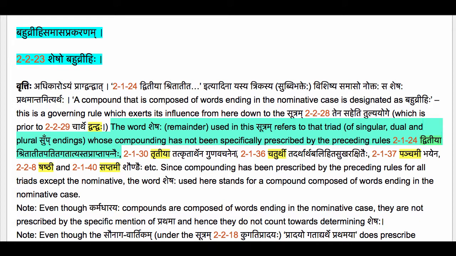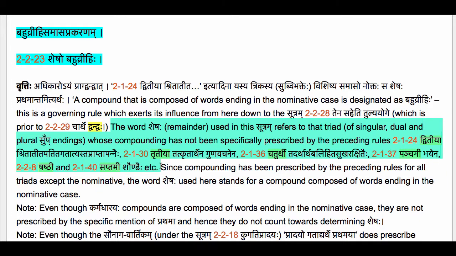2130, Tritiya, Tatkritarthena, Gunavachanena, 2136, Chaturthi, Tadarthartha, Bali, Hita, Sukha, Rakshitaihi, 2137, Panchami, Bhayena, 2138, Shashthi, and 2140, Saptami, Shaundaihi, etc. Since compounding has been prescribed by the preceding rules for all triads except the nominative, the word Sheshaha used here stands for a compound composed of words ending in the nominative case, Prathamantam.